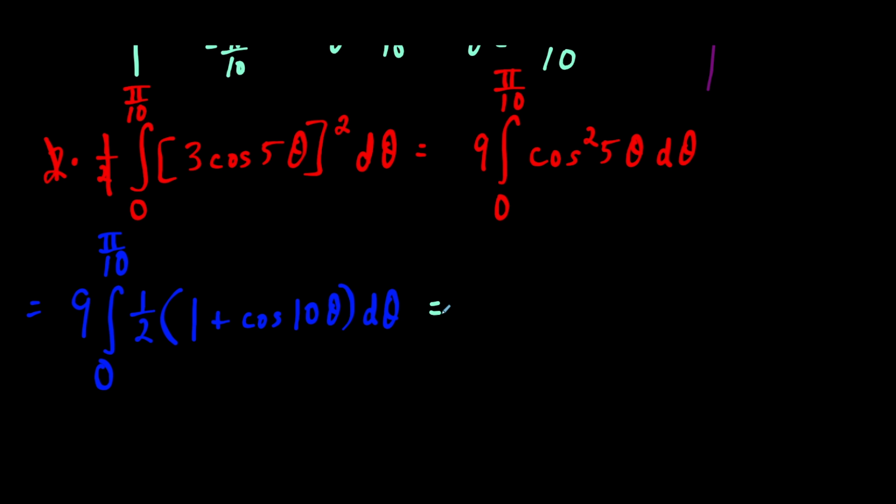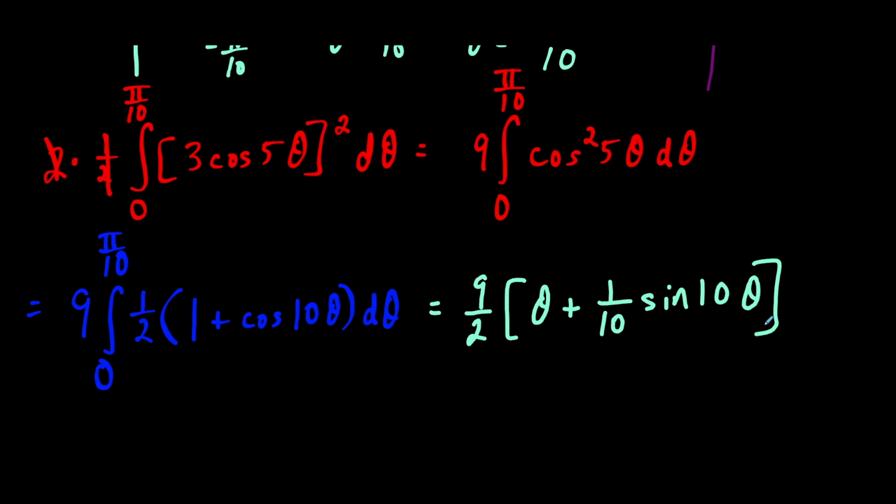So then we are ready to take the antiderivative here. We have 9 over 2, that's our constant, we're just going to take out. We're just combining this 9 and this 1/2. And now the antiderivative of 1 is equal to theta. And now we have the antiderivative of cosine of 10 theta is 1/10 sine of 10 theta. And remember, at any point, if you want to check your antiderivative, just take the derivative, use the chain rule here, and it'll bring you right back to this integrand. And we're going from 0 to pi over 10.